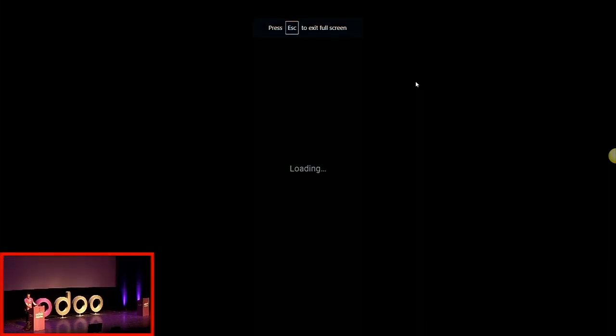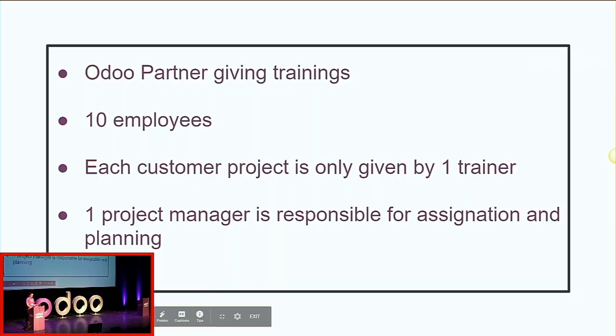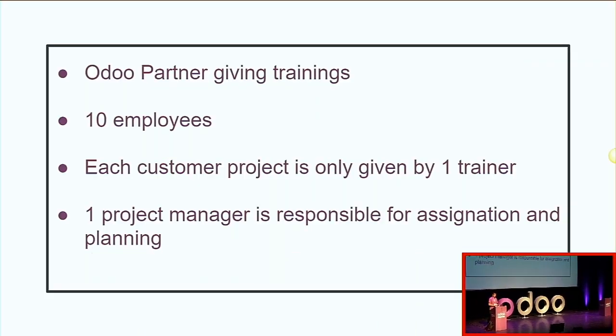And now I can move to the second use case about a training company. Just imagine that I'm an Odoo partner, and I'm giving trainings about Odoo apps. I have 10 employees working for me. One trainer can only give one project. I mean, if a customer is buying a training on purchase, sales, inventory, studio, etc., it will be the same employee for all of them. And we have one project manager who is responsible each week. So each Friday or each Monday, we don't mind, he is assigning who is giving the training the week after.